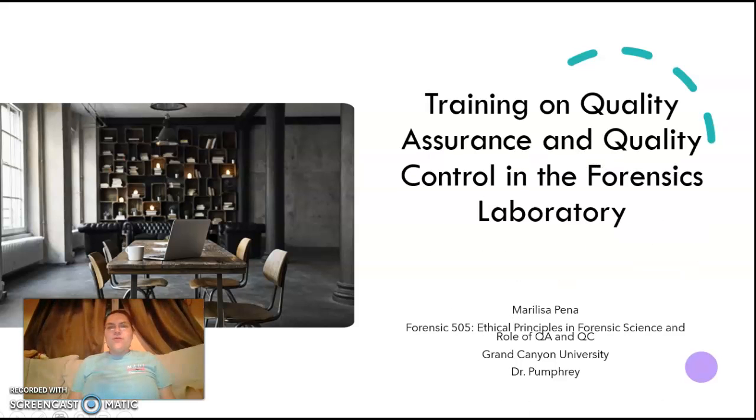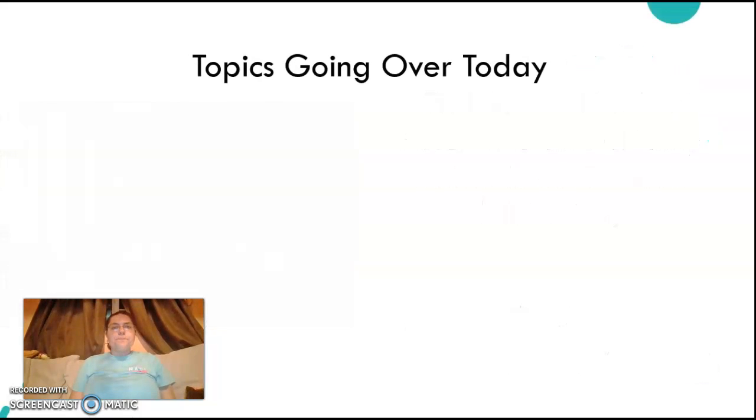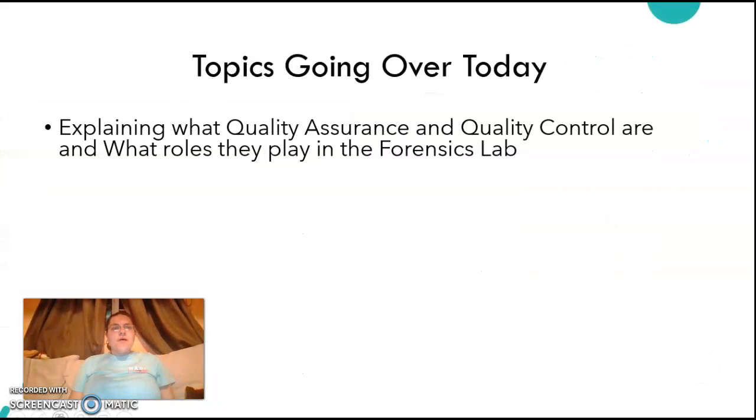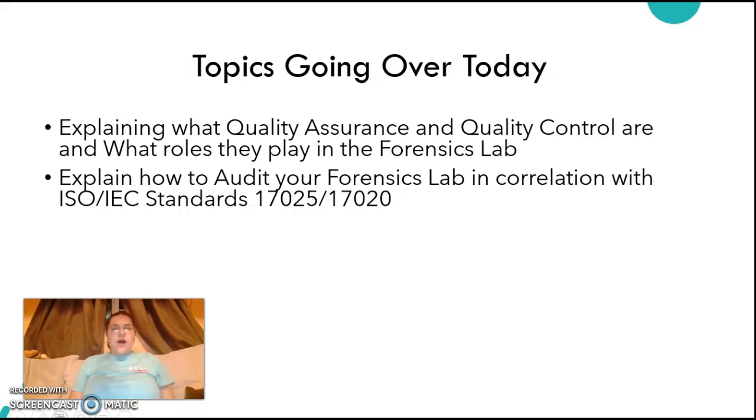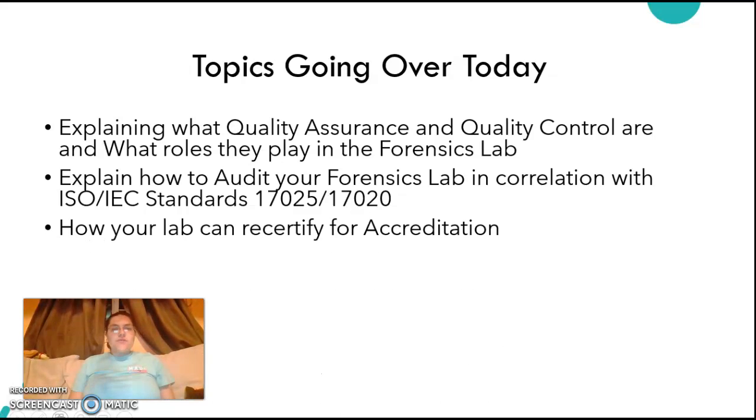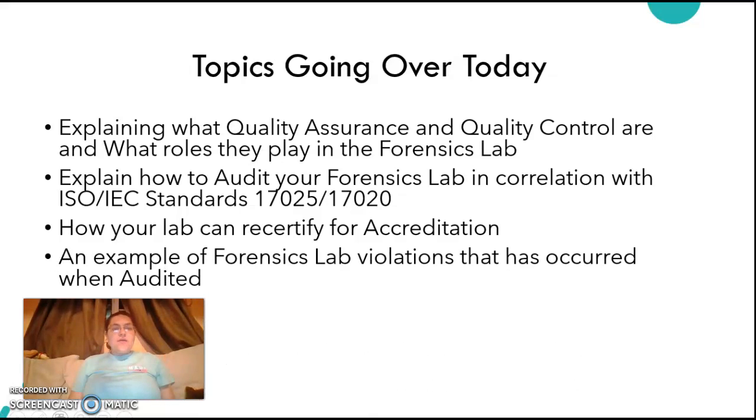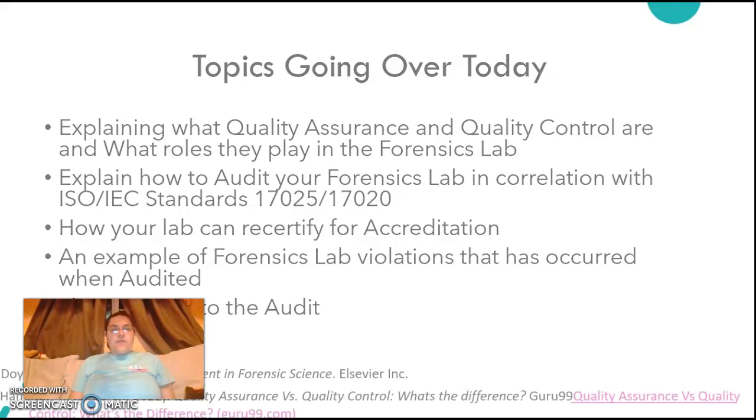Hello, and welcome to the training on quality assurance and quality control in your forensics laboratory. Today we're going to talk about explaining what quality assurance and quality control are and what roles they play in the forensics lab. Explain how to audit your forensics lab in correlation with the ISO IEC standards 17025, 17020, how your lab can recertify for accreditation, an example of forensics lab violations that has occurred when audited, and the outcome to the audit, and a review.